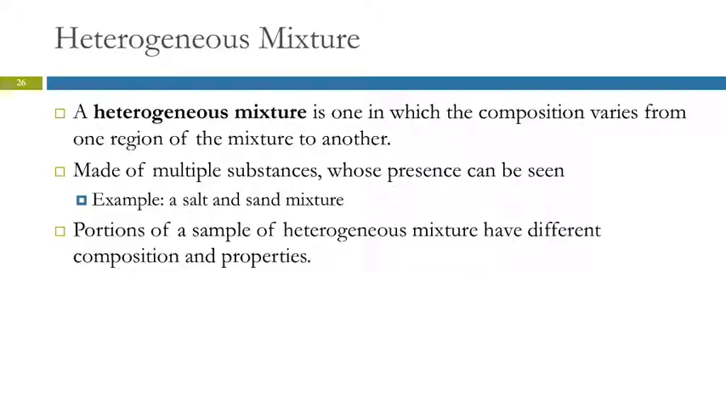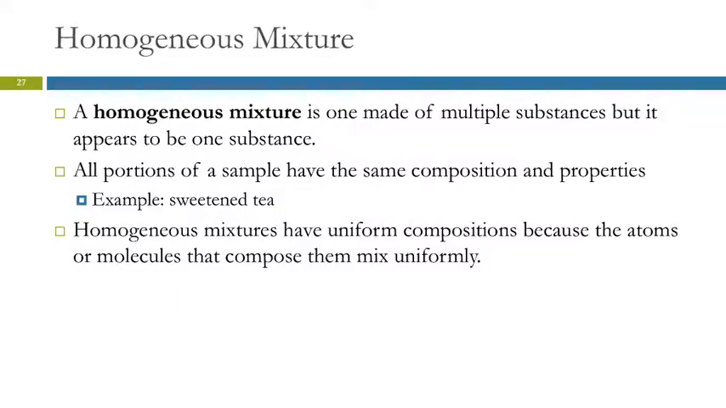Another example would be oil and water. Put oil and water together, shake them up. You can get it to mix for a little while, but as soon as you stop shaking, all the oil's going to rise to the top and all the water's going to sink to the bottom. Two distinct layers. It's heterogeneous. There's two different parts. Those different parts in that heterogeneous mixture have different compositions. They have different properties. The oil on top is very different from the water underneath.